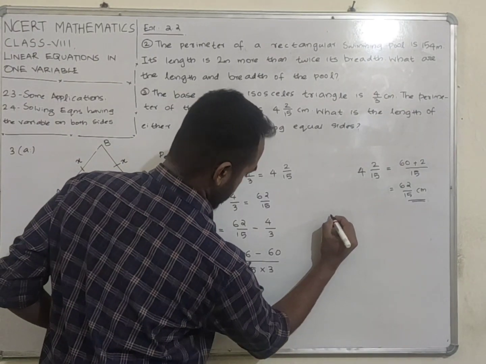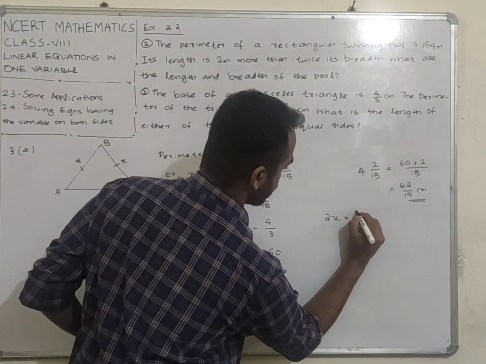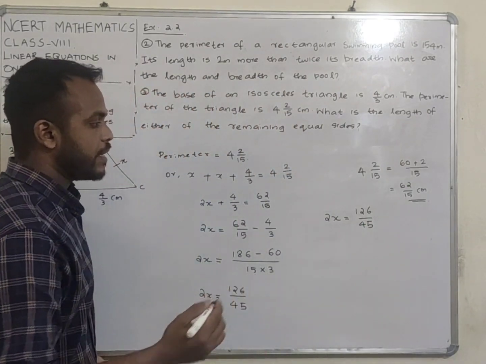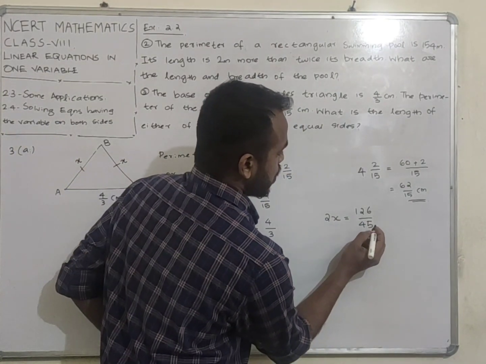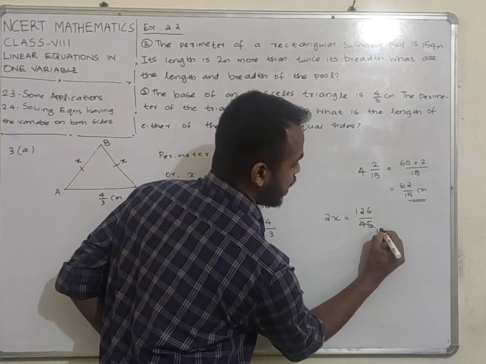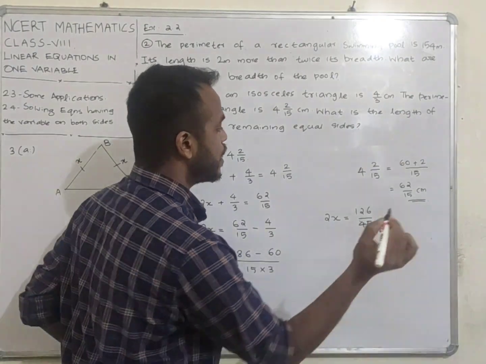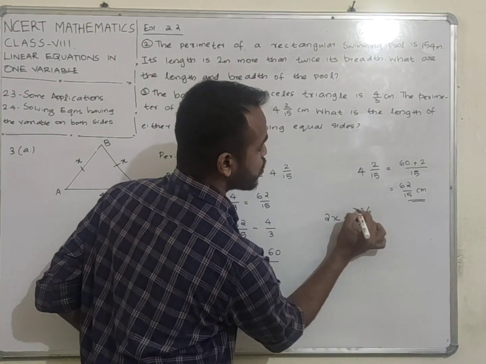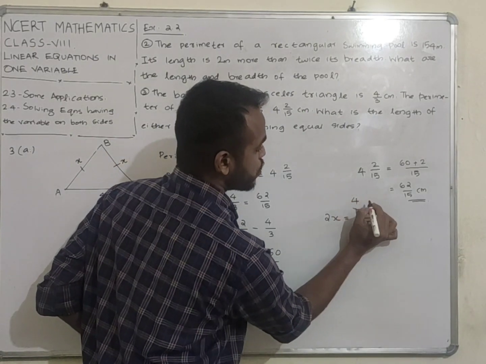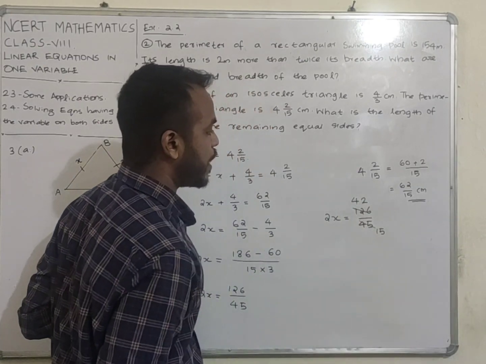Now let's see whether there are any common terms. I'm going to rewrite this one here. 2x is equal to 126 by 45. Clearly 3 is a common factor. We can easily cut 45 by 3 to get 15, because 15 times 3 is 45. I'm going to cut 126 by 3, which is 42. 3 fours are 12, then 2 threes are 6. So 42 by 15.